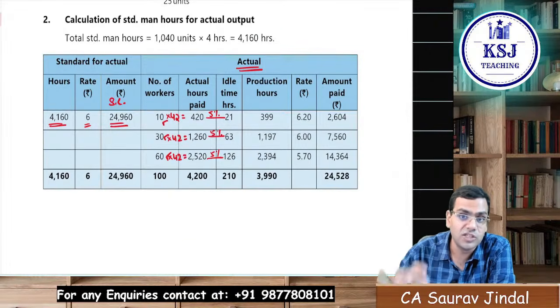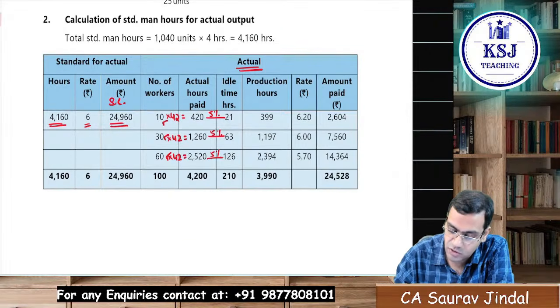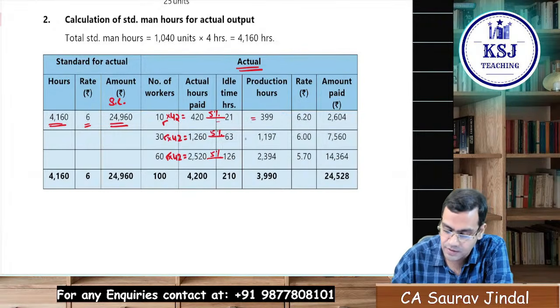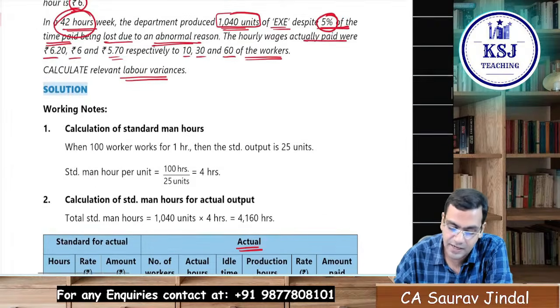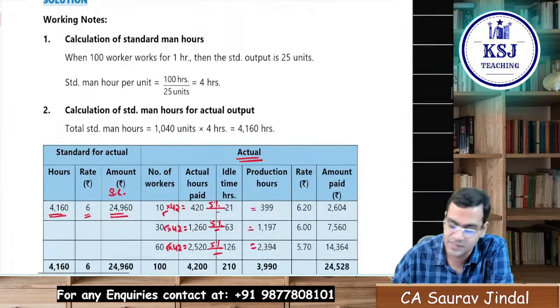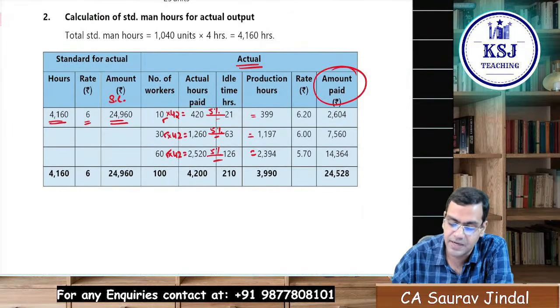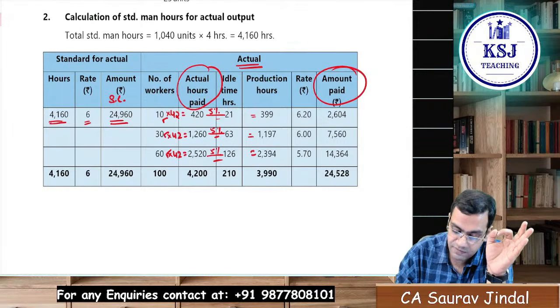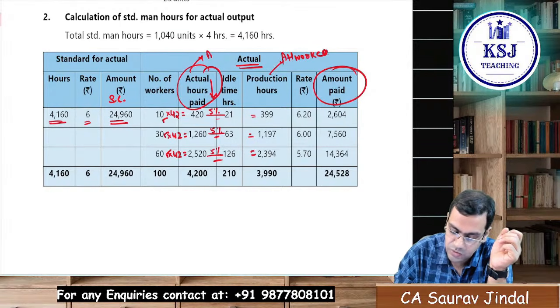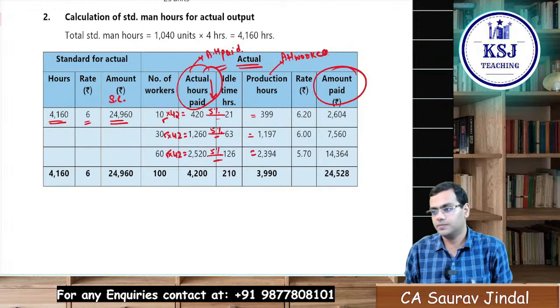So what is the actual productive hours? That is 420 minus 21. That will give you the productive hours. And what is the rate? The rate is given, 6.26 and 5.70. You will get the amount actually paid. You have paid for this many hours, right? This is the actual hours worked, and this is the actual hours paid. Both are going to be used.